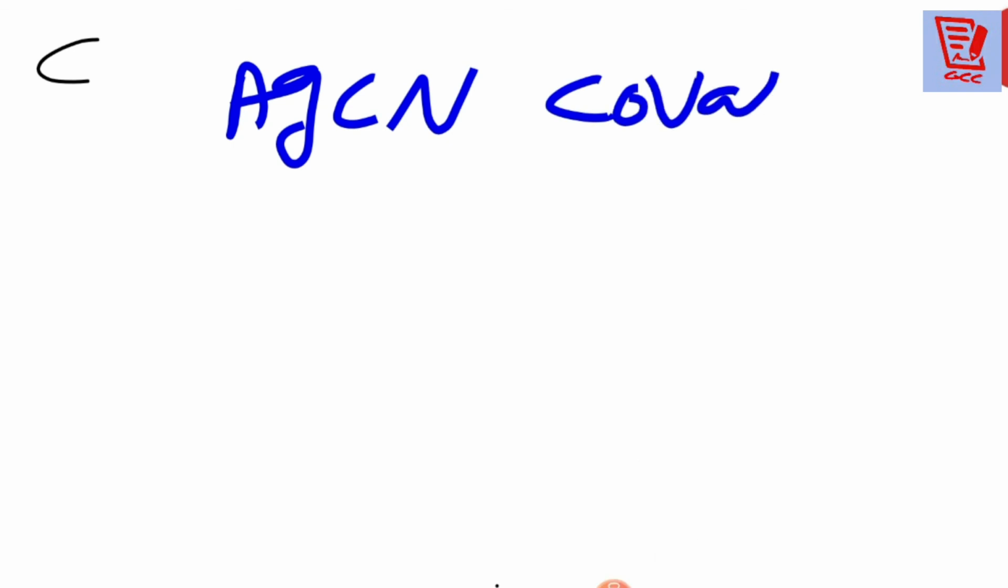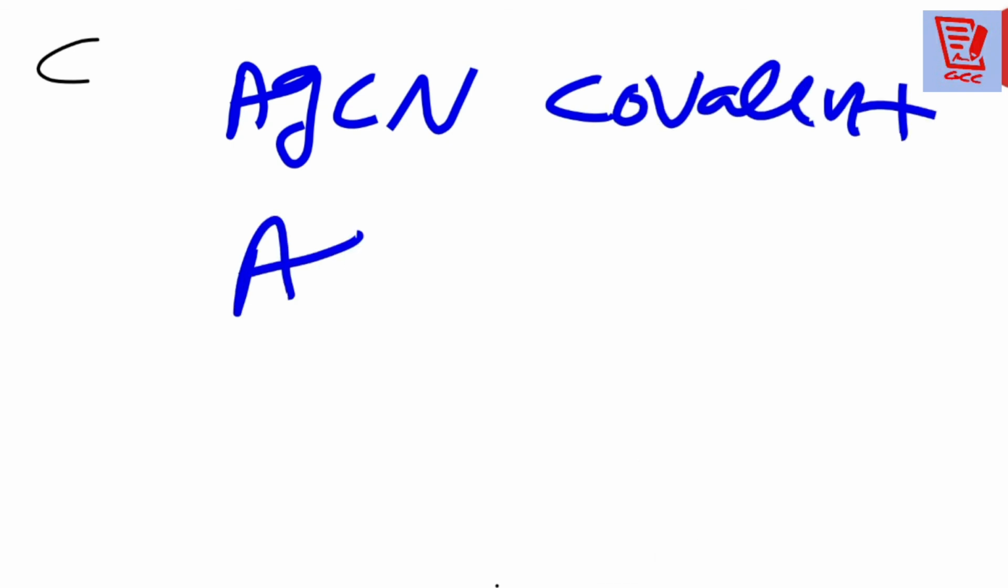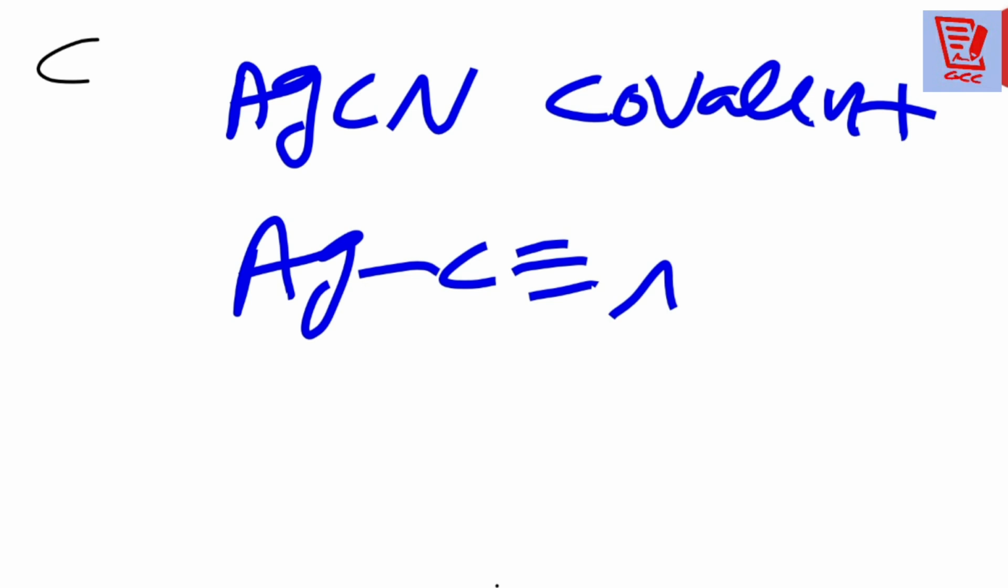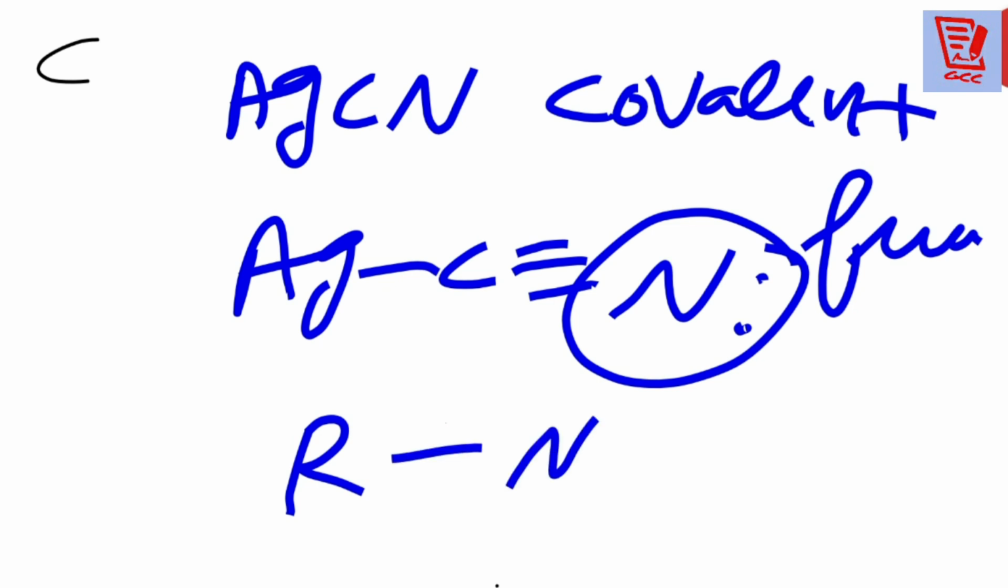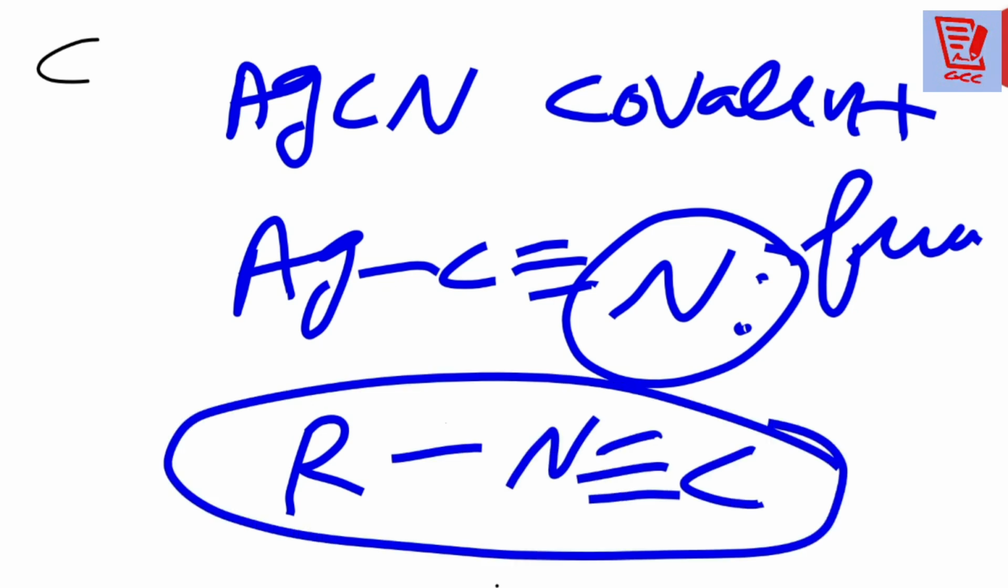But in case of AgCN, AgCN is a covalent compound. Here it is Ag-C triple bond N. Here CN is not free. Which atom is free? Only nitrogen is free to attack. So with R only nitrogen is going to make a bond, and that is why it makes isocyanide. Is that clear to all of you?